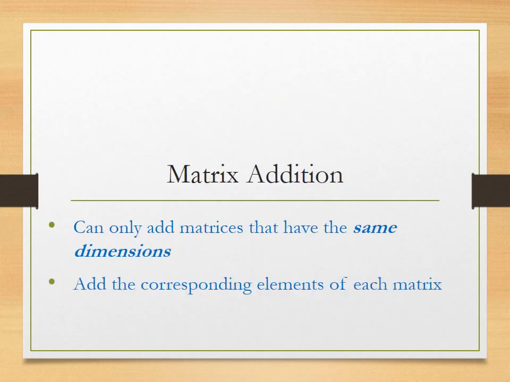Now let's look at matrix addition. So we're going to add 2 or more matrices together. Things to note: you can only add matrices that have the same dimensions, okay? And you want to add the corresponding elements of each matrix. So let's go ahead and look at an example.